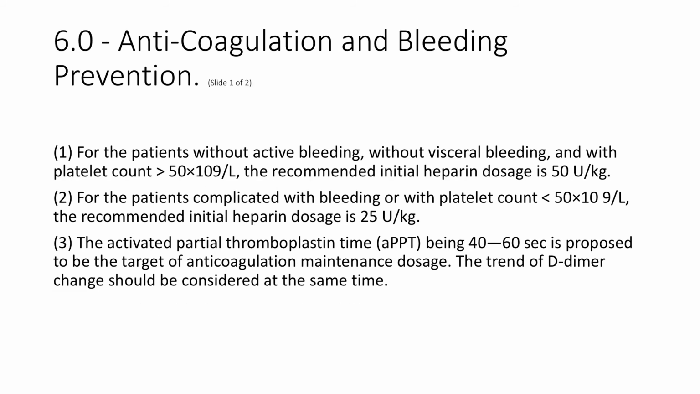6.0 Anticoagulation and bleeding prevention. 1. For the patients without active bleeding, without visceral bleeding, and with a platelet count greater than 50 times 10 to the 9 per litre, the recommended initial heparin dosage is 50 units per kilogram. 2. For patients complicated with bleeding or with platelet count less than 50 times 10 to the 9 per litre, the recommended initial heparin dosage is 25 units per kilogram. 3. The activated partial thromboplastin time, APTT, being 40 to 60 seconds, is proposed to be the target of anticoagulation maintenance dosage. The trend of D-dimer change should be considered at the same time.